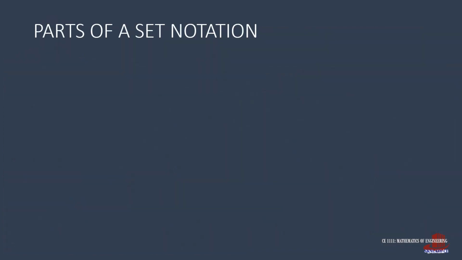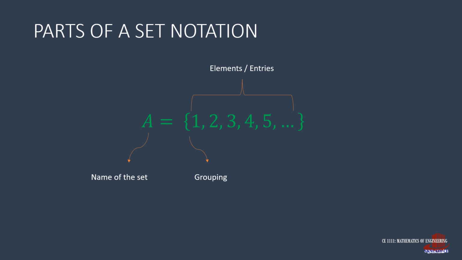Sets are commonly shown in the configuration as the one shown. The capital letter A is the name of the set, and after the equal sign, there is a pair of braces to show that the entries within are in one group. Those values inside the braces are called elements or entries, and can be finite or infinite. This type of set form is called roster form or list form, as the entries are listed.